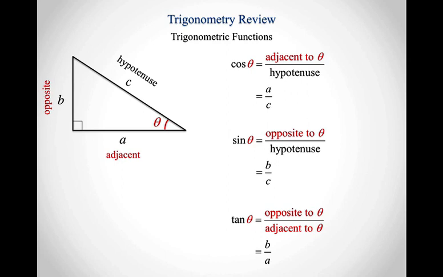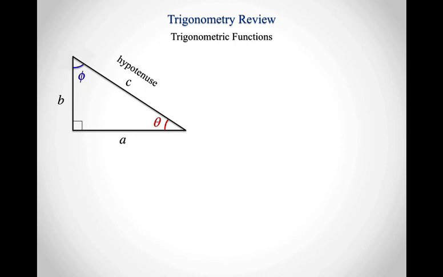Now, I could have picked a different angle, right? I happened to choose theta at the beginning. I could have picked the other angle. In this case, I'll label it phi. And again, what you'll notice is that if I pick phi, it changes what the adjacent and opposite sides of the triangle are. So the hypotenuse is still the same, but B is now the side that's adjacent to the angle phi. A is opposite the angle phi.